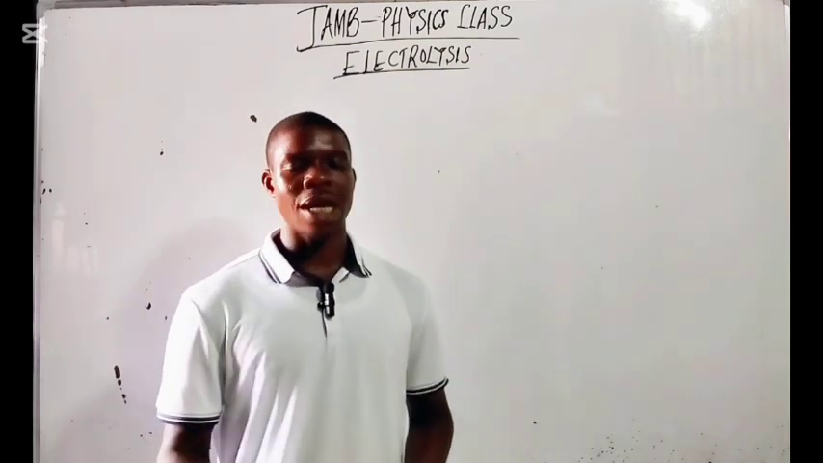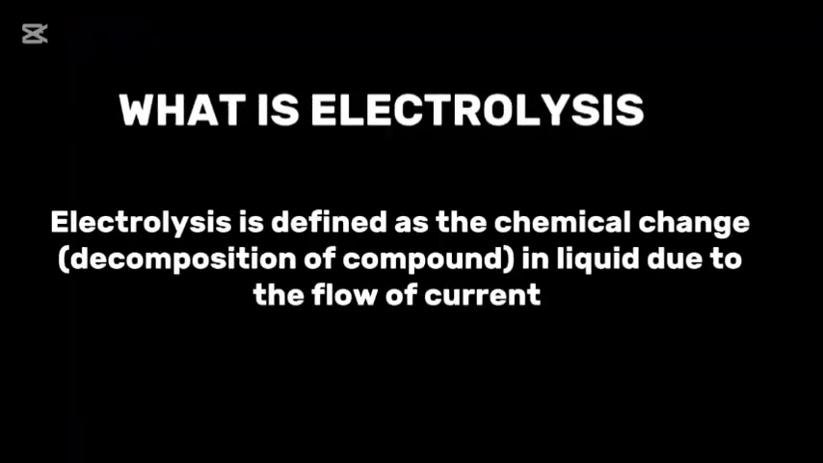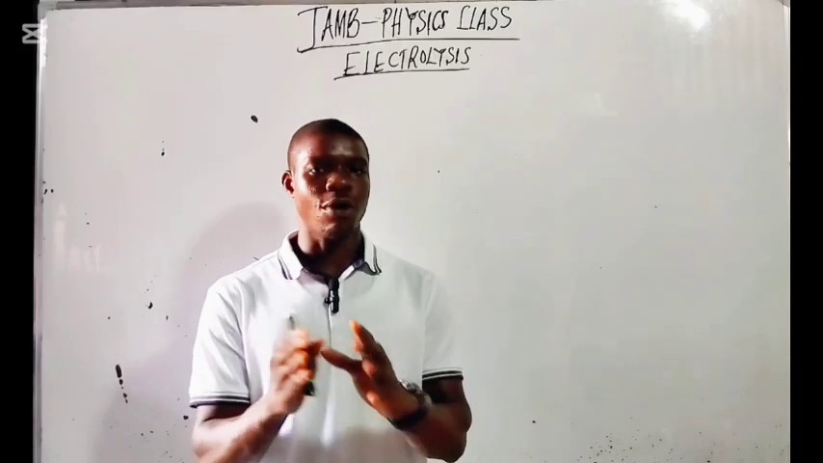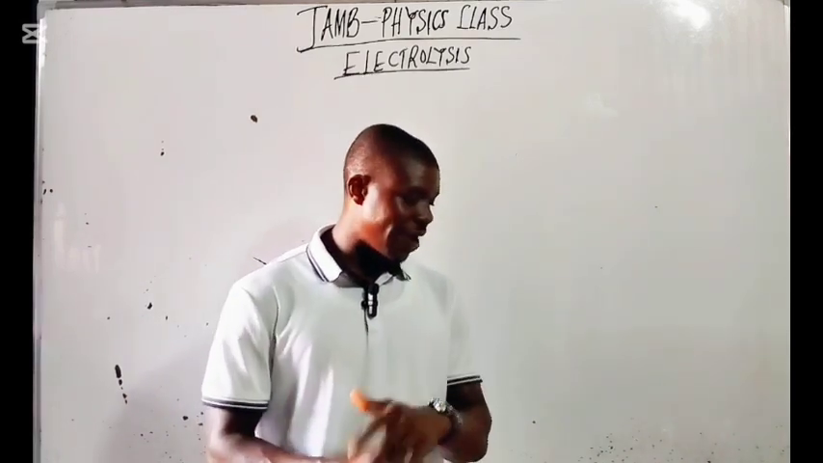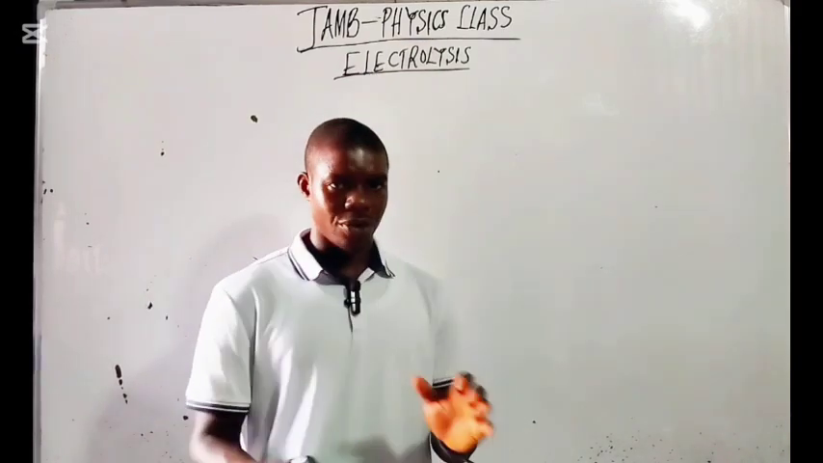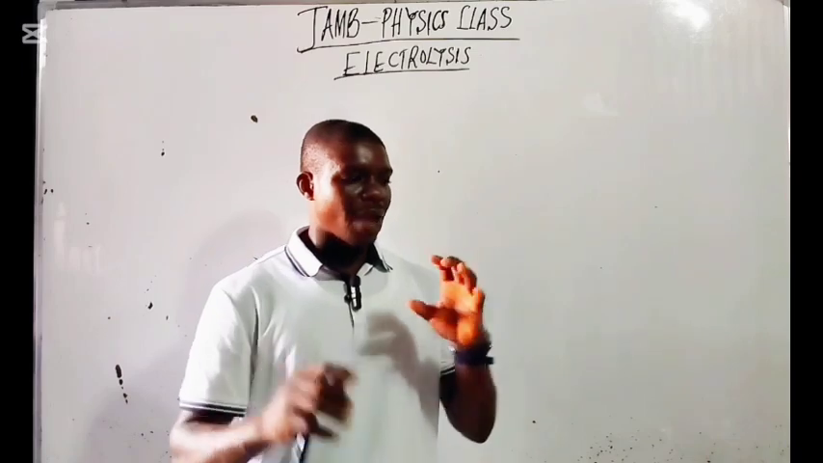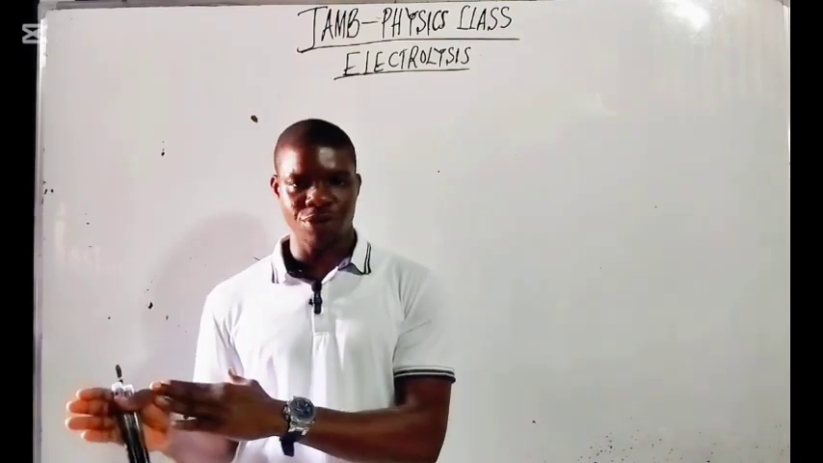The first thing to look at is what electrolysis is. Electrolysis is defined as the chemical change, the decomposition of a compound in liquid, due to the flow of current. So the chemical change that occurs in a liquid due to the flow of current is called electrolysis. Now, I will not go into details about the electrolyte and the rest now.